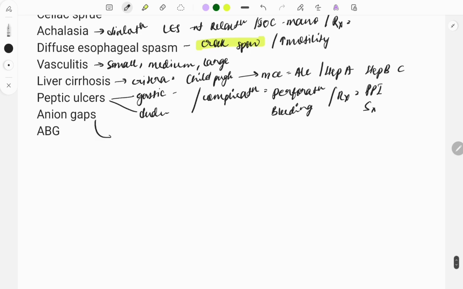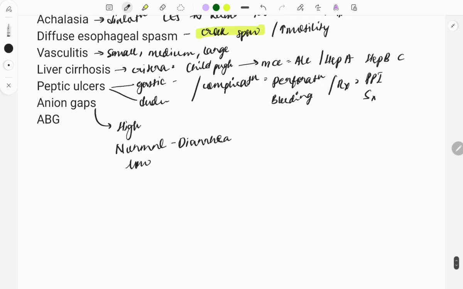Then one-liners are asked on the anion gaps. Usually the anion gaps are classified into the high, the normal, and the low anion gap. A repeatedly asked one-liner is the normal anion gap seen in diarrhea. So you need to remember in which conditions we can see high, in which we can see low, and in which we can see the normal.